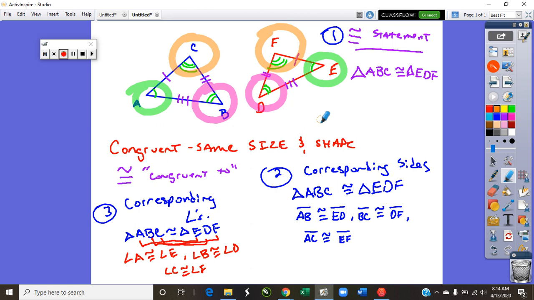You're going to have to answer 3 things. You're going to have to come up with a congruent statement. You're going to use that statement to find the corresponding sides, and you're going to use that congruent statement to find the corresponding angles. All right, that's it for today.